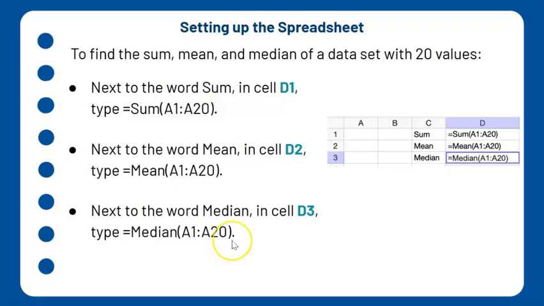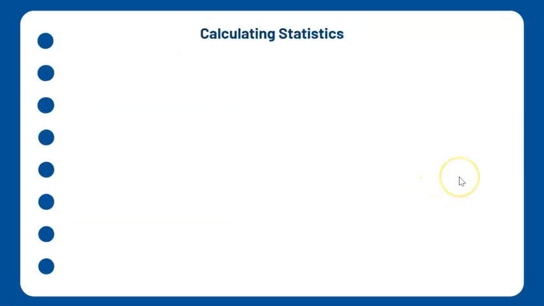Like any other computer program, spreadsheet technology needs directions written in a specific way for it to execute a command. For example, if we forget to type the equal symbol or don't capitalize sum, the formula won't work. If cells D1, D2, or D3 do not display numbers for each statistic, consider deleting the contents from the cell and retyping the formula.